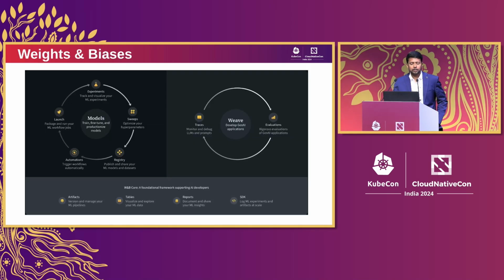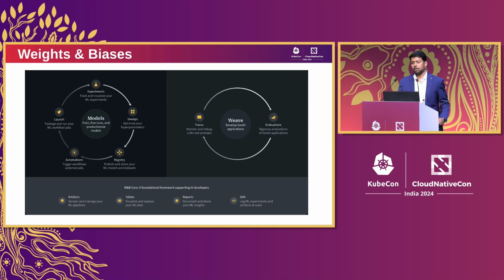Okay, about Weights and Biases. Weights and Biases is the MLOps platform, which is used to track and visualize ML experiments, and to automate the hyperparameter tuning. It has a sweeps option, and recently they have introduced a feature called registry.